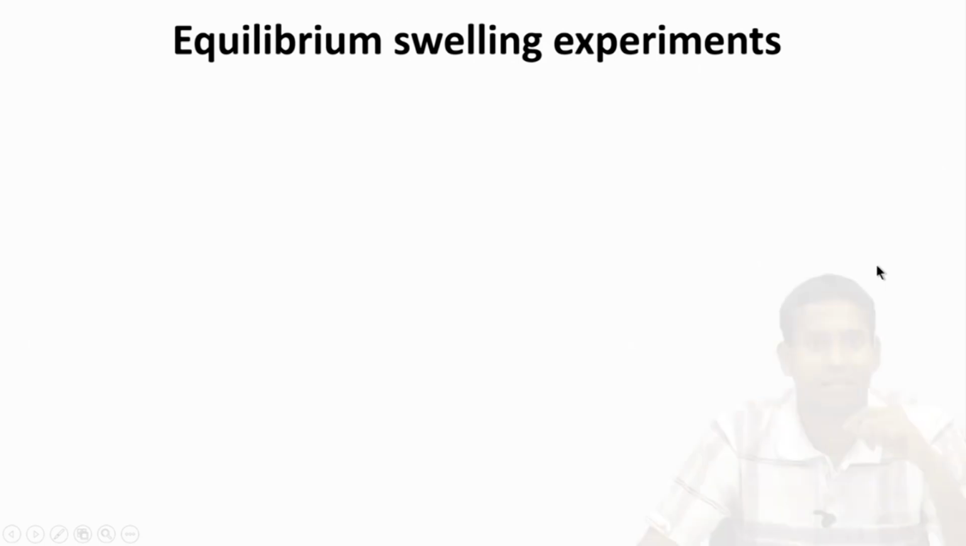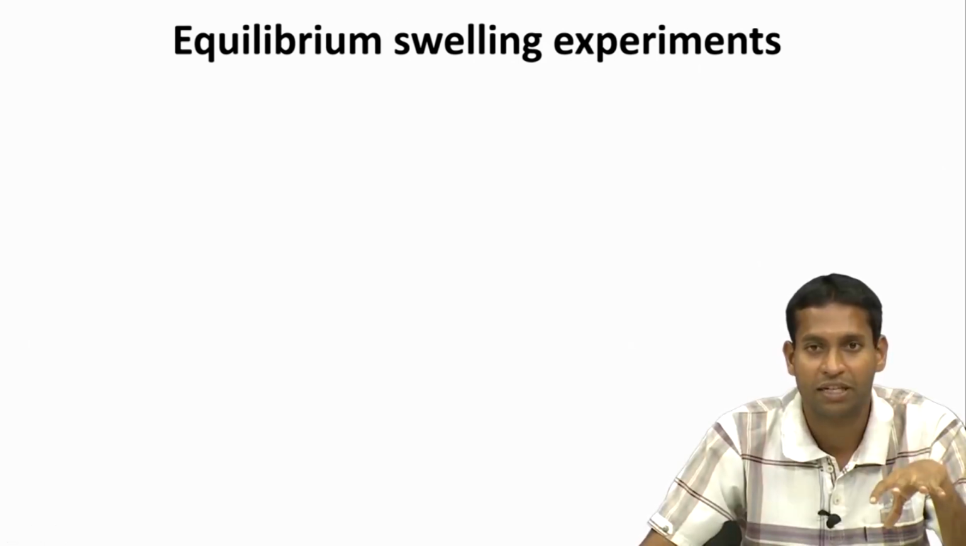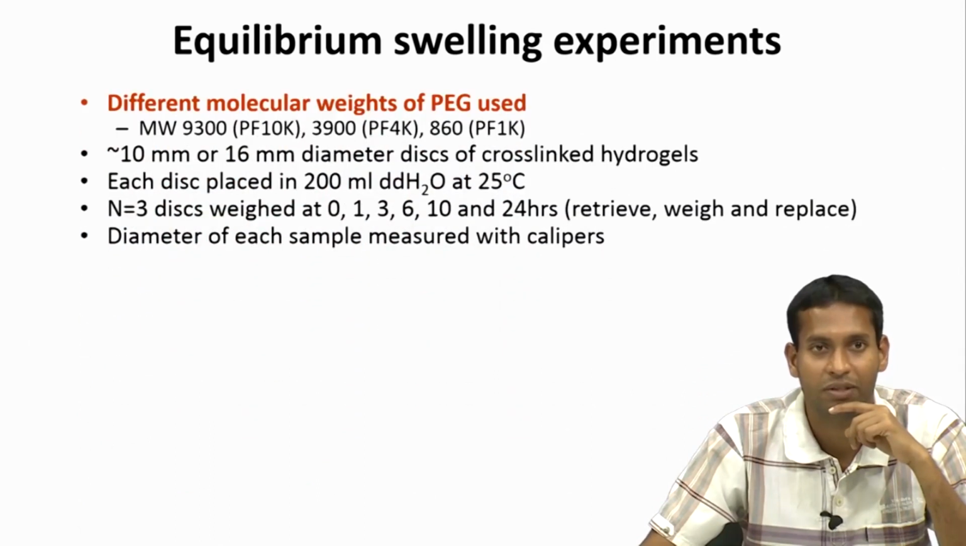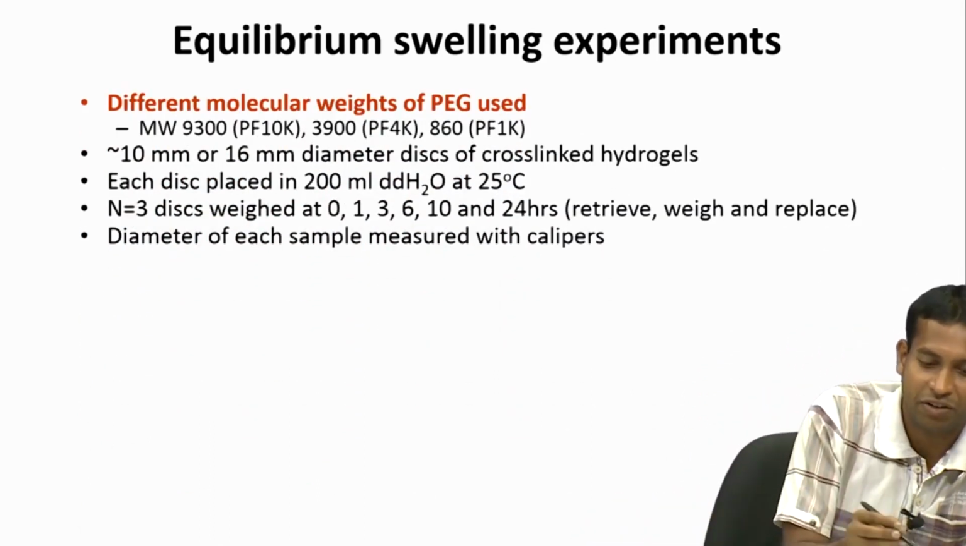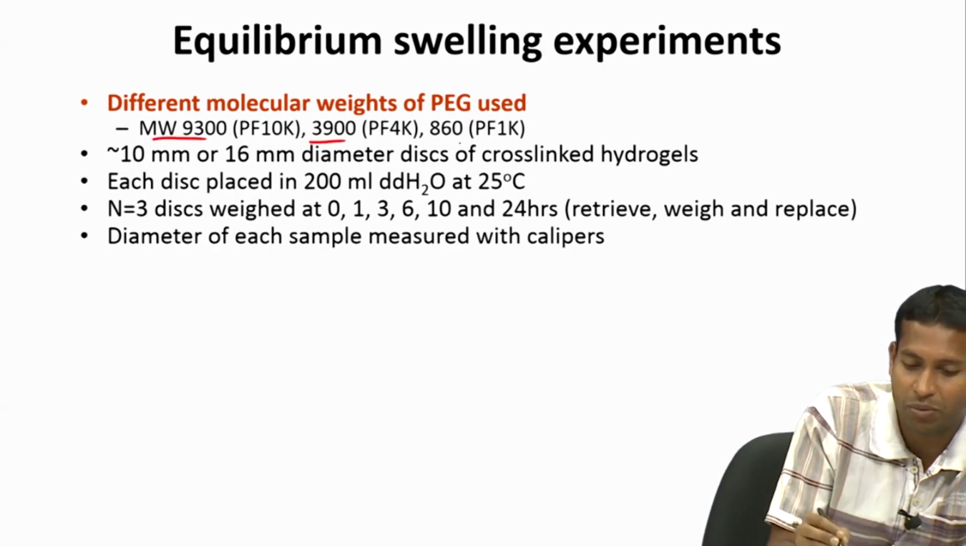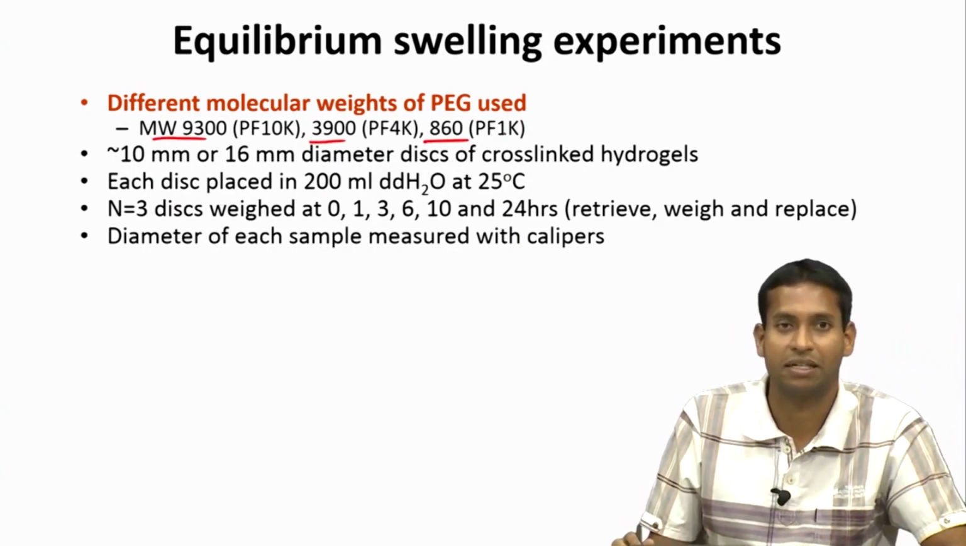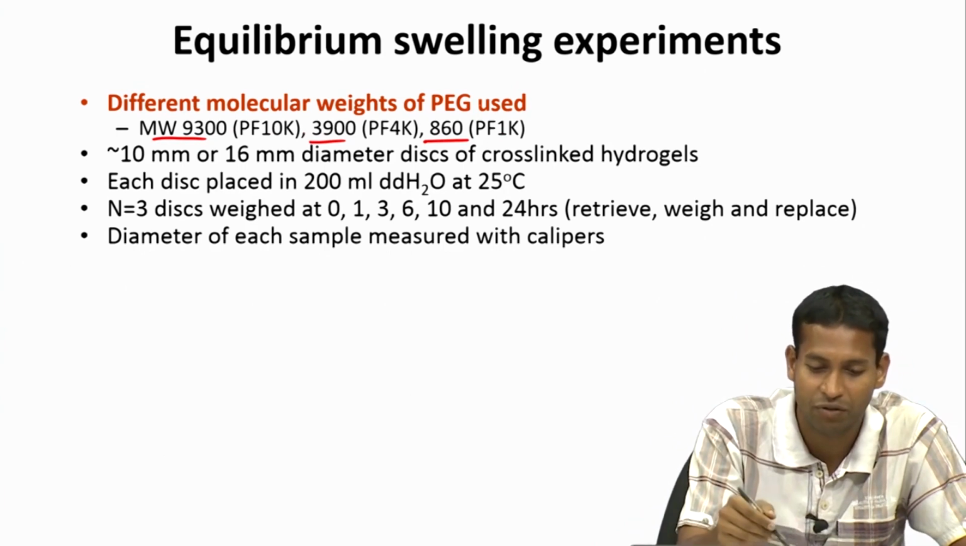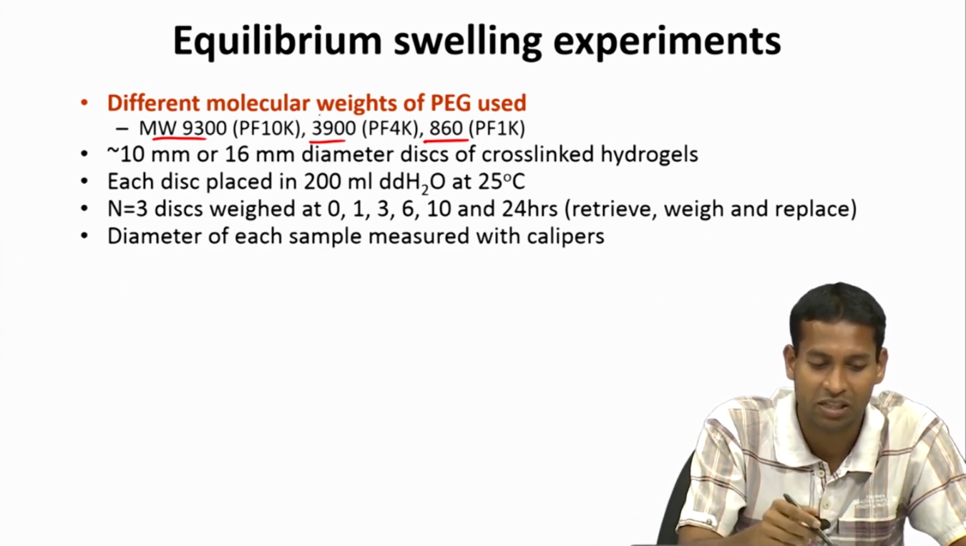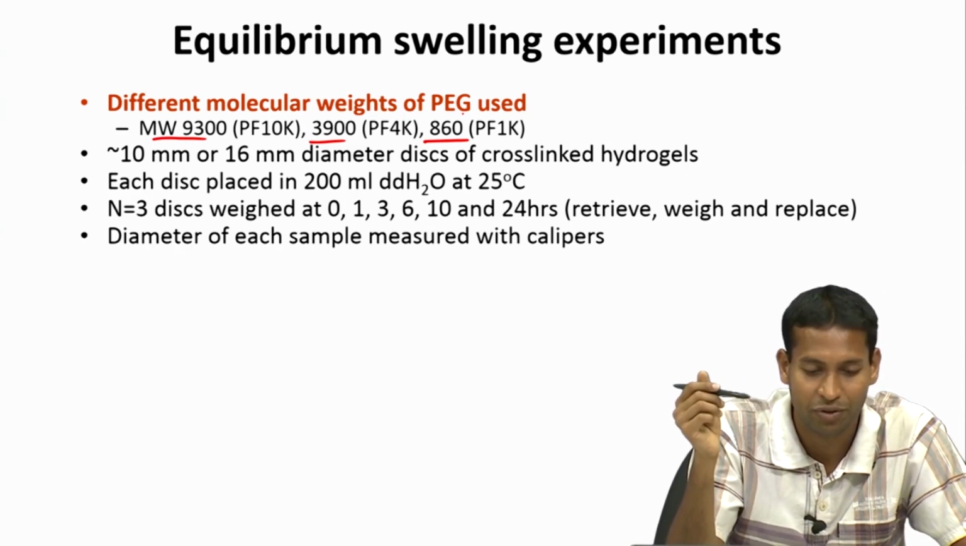So, let us see what they have done in terms of characterizing what is the pore size of this particular hydrogel that they have formed. For the PEG, they have used different molecular weights. They have formed 3 different types of gels defined as PF 10K, PF 4K, PF 1K, and that is essentially telling you the length of the PEG that they have used.